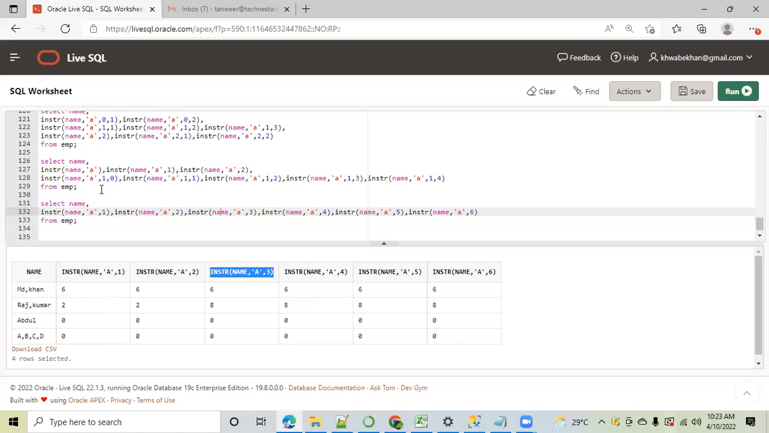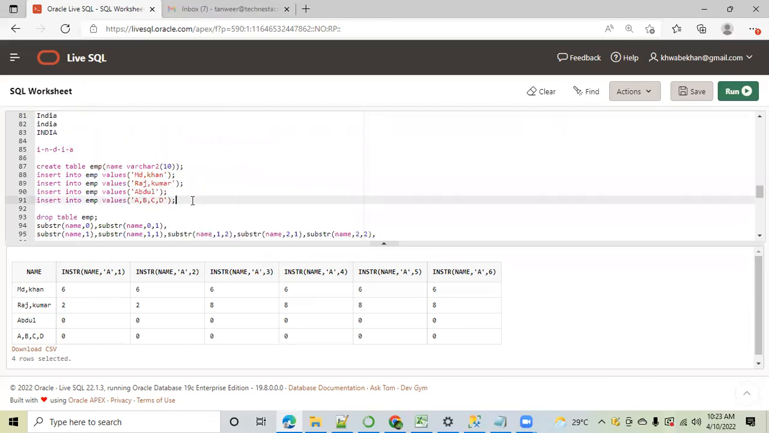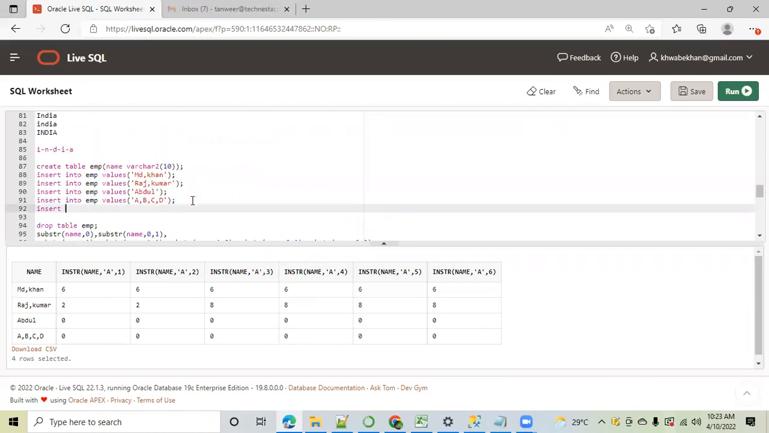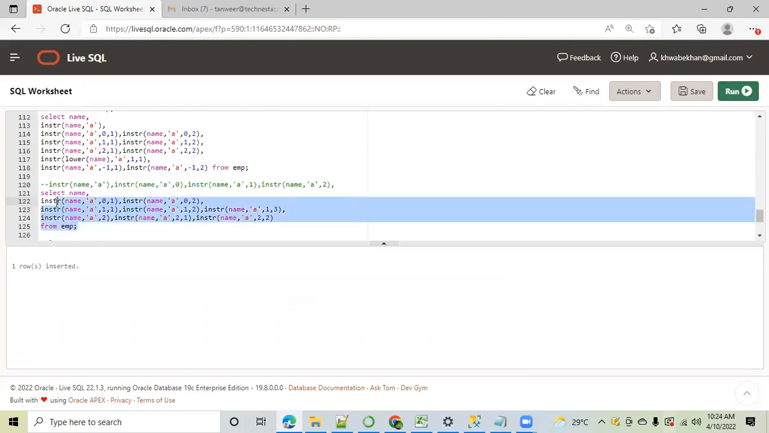Can you insert another name with 3 A's? 3 A's. Okay. Where? This one, right? You want 3 A's consecutive, right? Not consecutive. A name which will be having 3 A's. So tell me, what name should I take? Anything randomly. BA, CA, DA. Oh, okay. A, C, A, D. This is fine. Good. One row inserted.